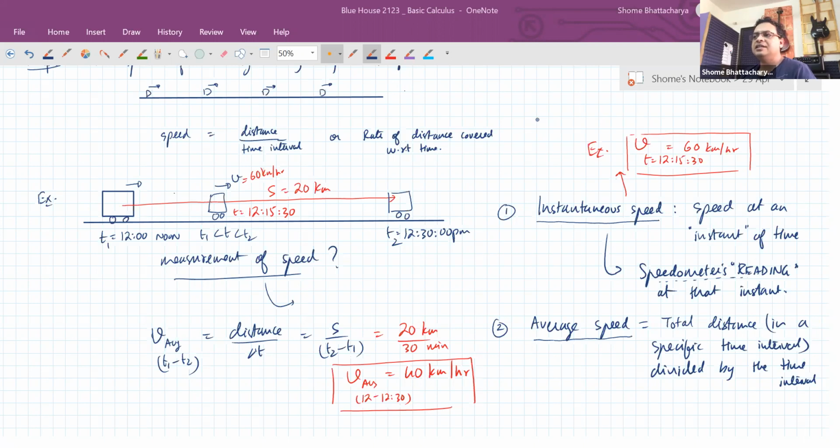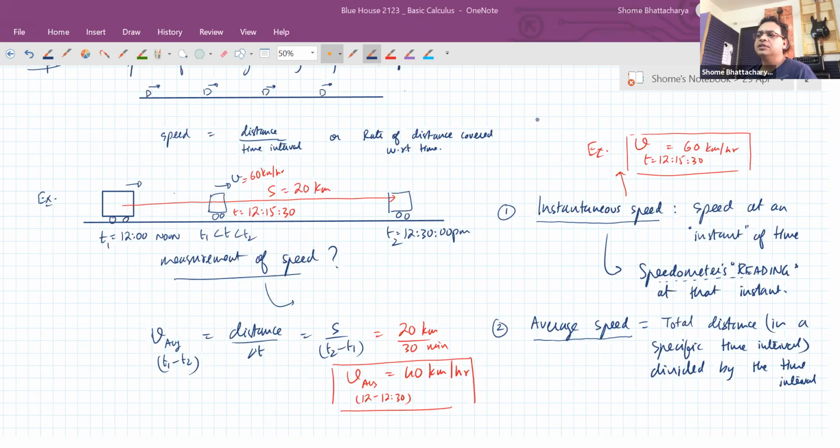It just says that at that moment, the way we are covering distance with respect to time, this instantaneous speed at which we are going, is such that if we don't brake or accelerate, and continue in uniform motion, then we would have covered 60 kilometers in 1 hour. So that's one way of interpreting instantaneous speed.